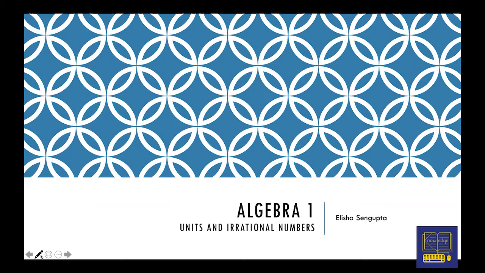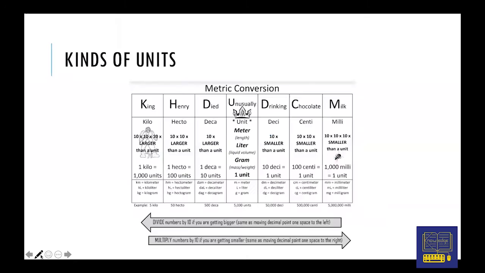To begin with, a few very basic units that we have all learned in our previous grades are meter, liter, and gram. And a few prefixes that I'm sure you must be familiar with are deci, centi, milli, deca, hecto, and kilo. An acronym that can help you remember these prefixes is King Henry died unusually drinking chocolate milk. And unusually is where you insert your unit of measurement, which is meter, liter, or gram.